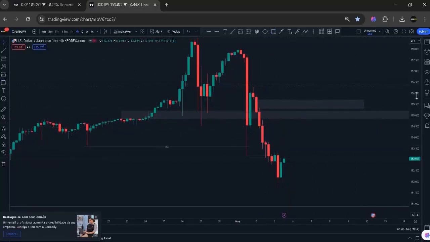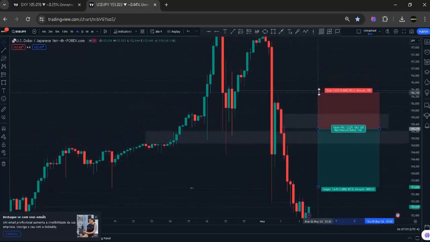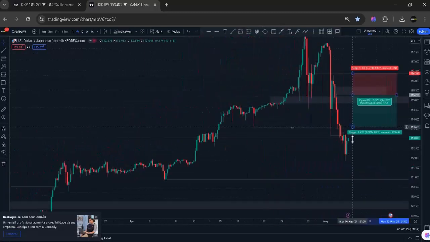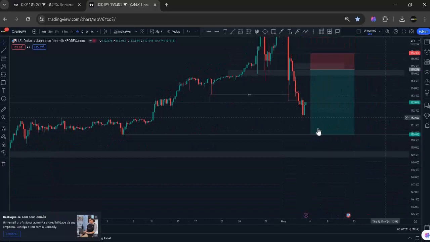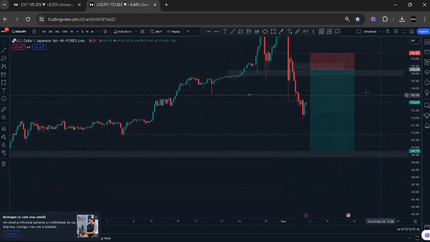So on the 4 hour, my entry would be something like this. Put my stop loss right above that high, my entry on the fair value gap, and my TP, like I said, TP1 on this level, which is almost 4%. Then the second TP is damn near 5%, right?